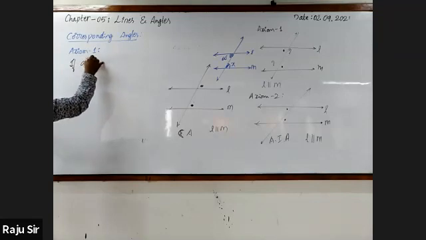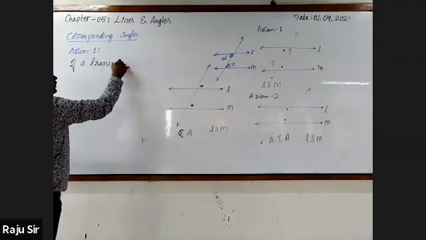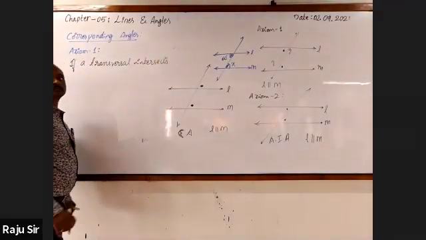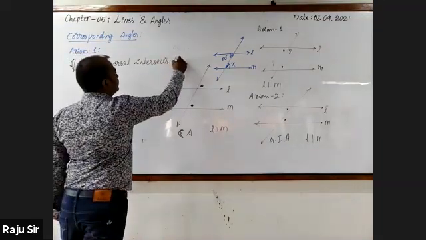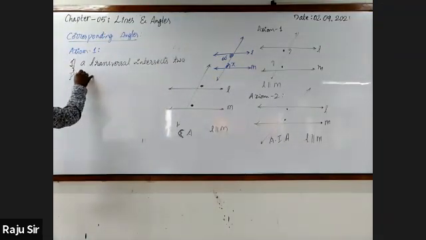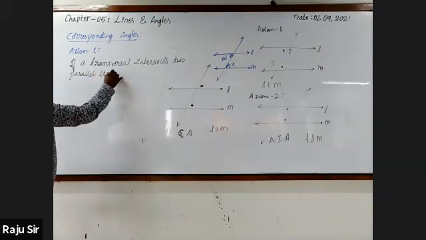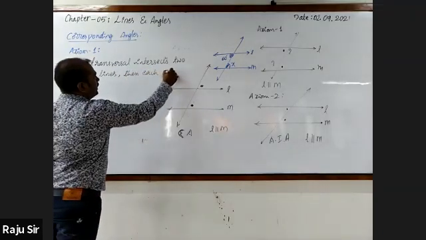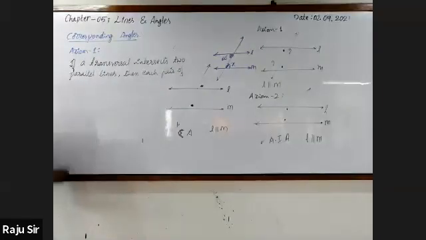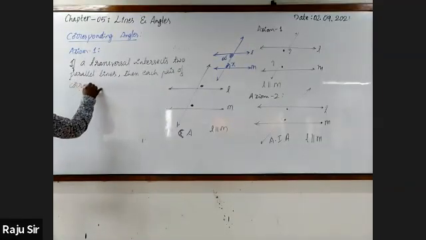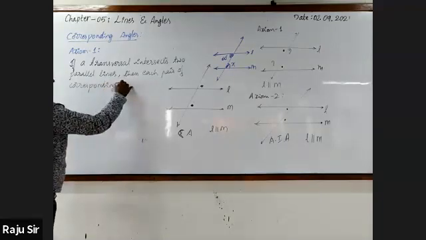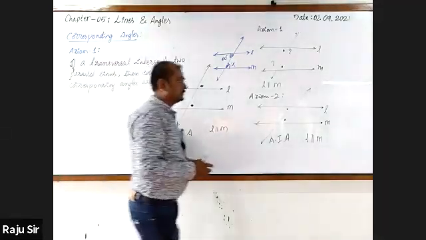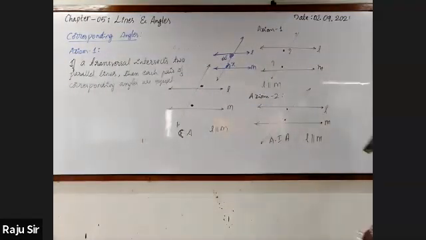If a transversal intersects two parallel lines, then each pair of corresponding angles are equal. Each pair of corresponding angles are equal.